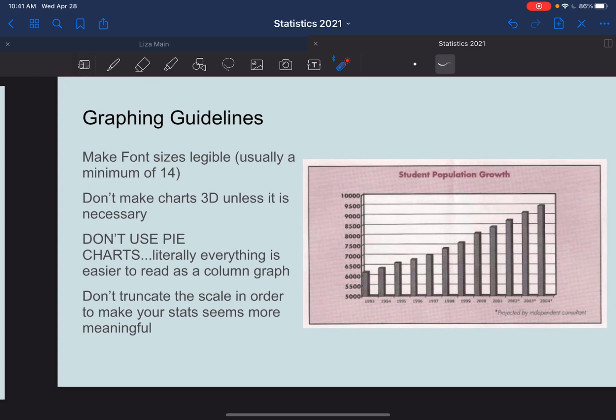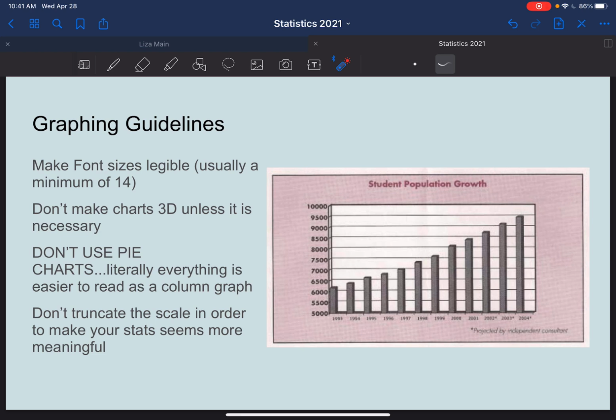Don't make a 3D chart unless it's absolutely necessary. And that would be like if you're actually comparing 3 variables and you have a z-axis, don't do that. I know that you guys use pie charts in economics. Economics is the one exception to this rule. If you are doing anything in economics, feel free to use a pie chart. Any other science, don't use pie charts. We would always use a column graph or a bar graph.